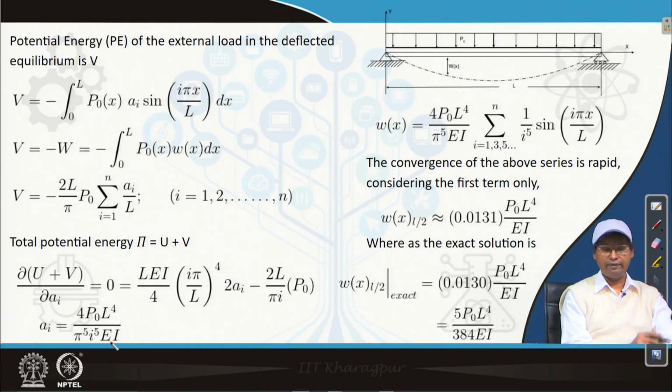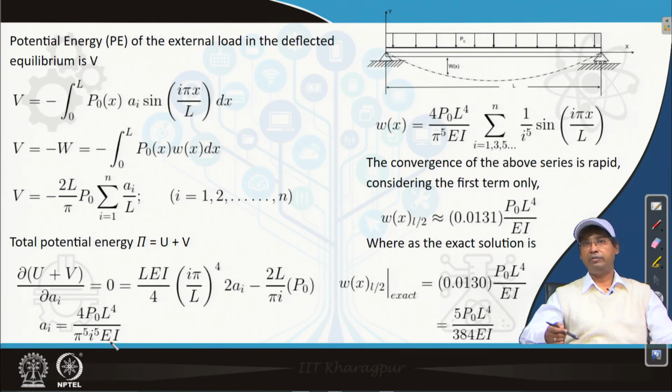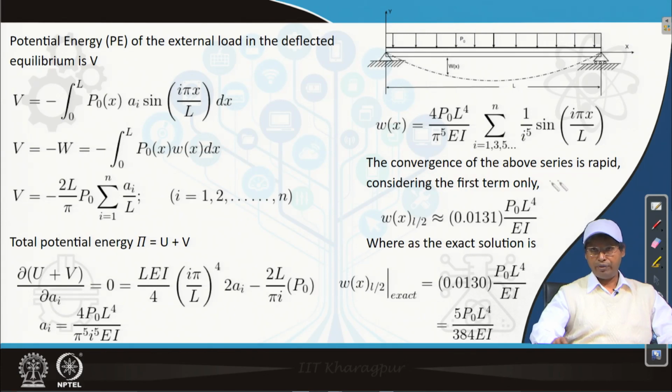And then once we have the value of A i, the a priori assumed displacement function w x is equal to 4 p 0 L to the power 4 divided by pi to the power 5 E I, summation over i equals 1 to n, of 1 by i to the power 5 sin i pi x by L. The convergence of the above series is rapid. You can easily test it. Probably by this time you have acquired some skill in numericals or coding, so you can easily write code to find out how fast it converges.